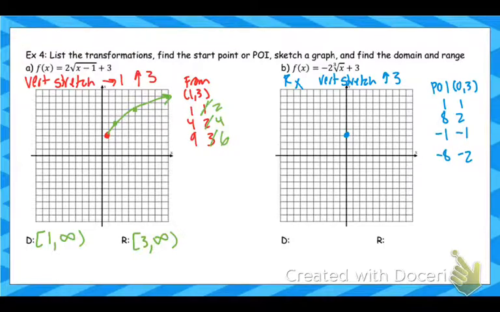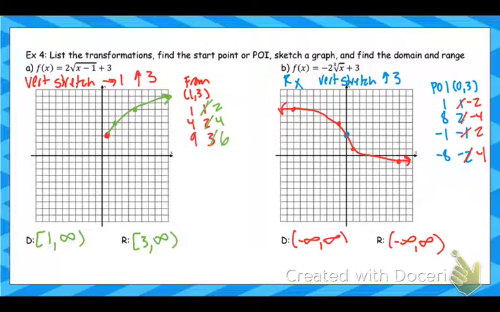But again, it has been vertically stretched and reflected over the x. So I'm multiplying those y values by -2. So from that point, right 1 down 2, right 8 down 4. Left 1 up 2, left 8 up 4. And there's my cube root function. Domain and range are the same for every cube root function.